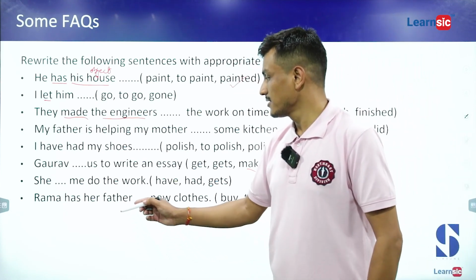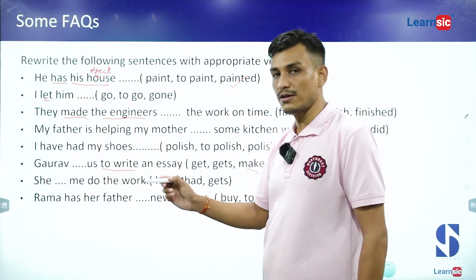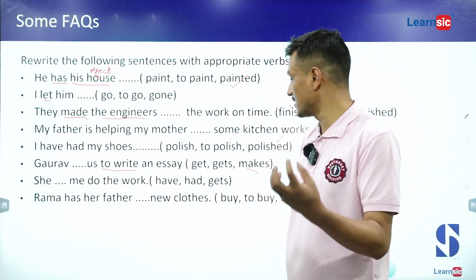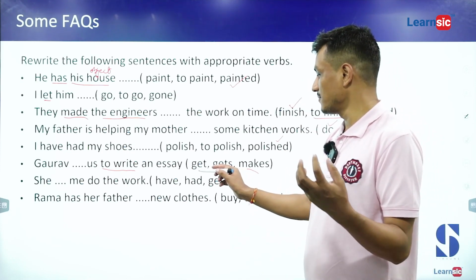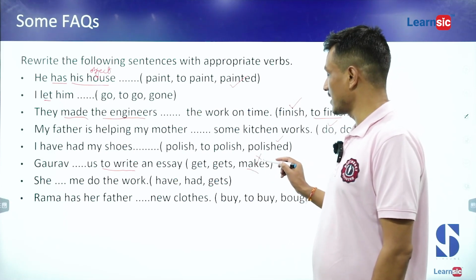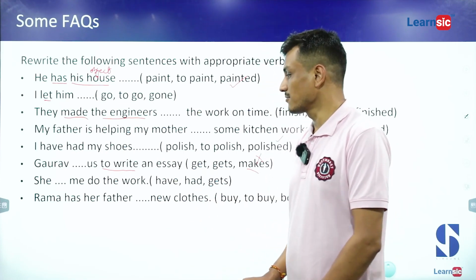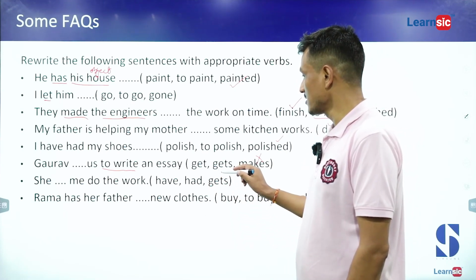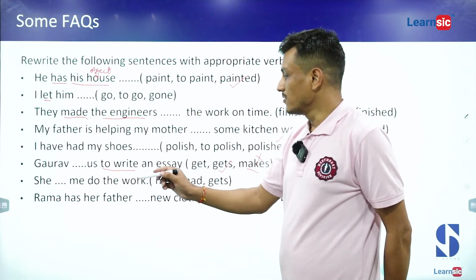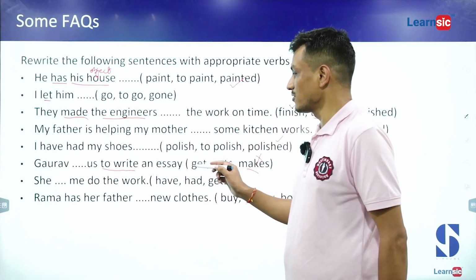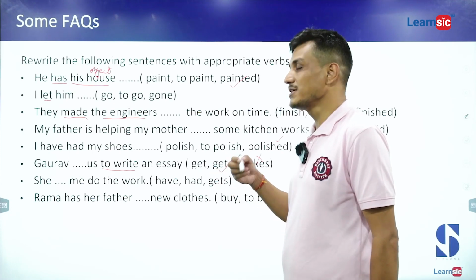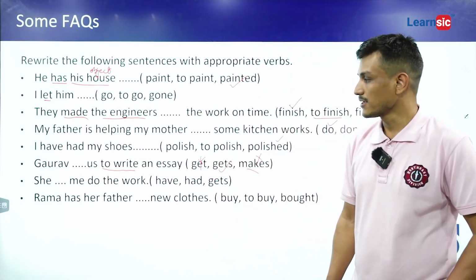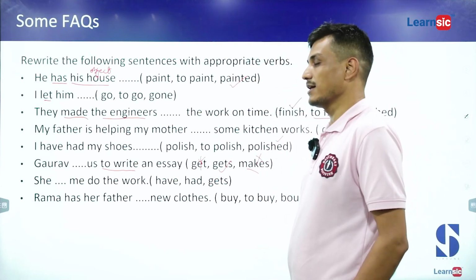Next is Gaurav asked to write an essay. To write is there. Now you see, in which case do we write to? To plus verb 1, either there should be help or there should be get. There should be the case of get, or there should be the case of help. But we have got three verbs here: get, gets and makes. Makes is not the right answer because there is to plus verb 1. So the right answer is Gaurav gets us to write an essay. Gaurav is a singular subject, so it takes a singular verb. Get is a plural verb, so it is not the right answer. So the right answer here is Gaurav gets us to write an essay.